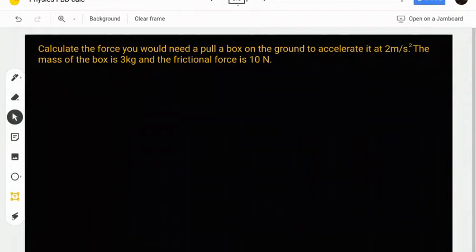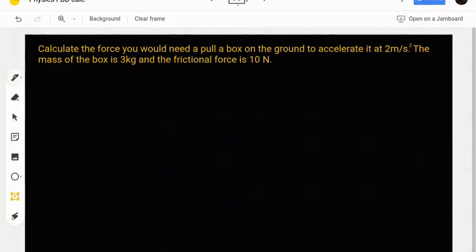These next few slides and videos are going to walk you through how to solve a free body diagram force problem. So the problem reads, calculate the force you would need to pull a box on the ground to accelerate it at 2 meters per second squared. The mass of the box is 3 kilograms and the frictional force is 10 newtons. Your first step was to draw a free body diagram.